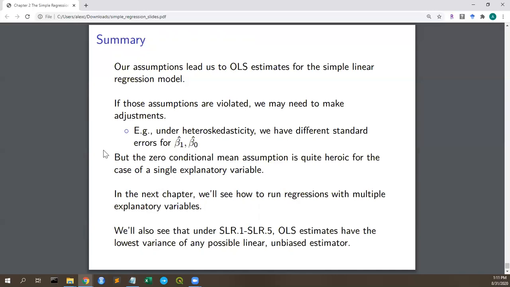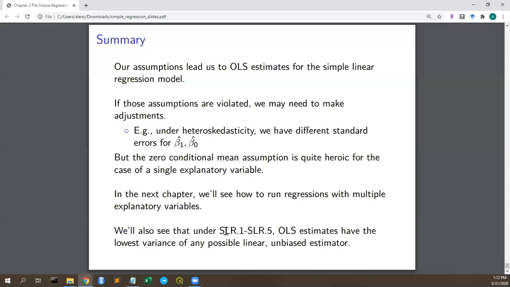The zero conditional mean assumption is quite heroic for the case of a single explanatory variable. Obviously, there's going to be a bunch of things that influence variables, so we need to control for a bunch of them. And in the next chapter, that's what we're going to do. We're going to learn how to use multiple explanatory variables. So instead of just using housing price and square footage, we can use square footage, number of bedrooms, number of bathrooms, and a slew of other things.